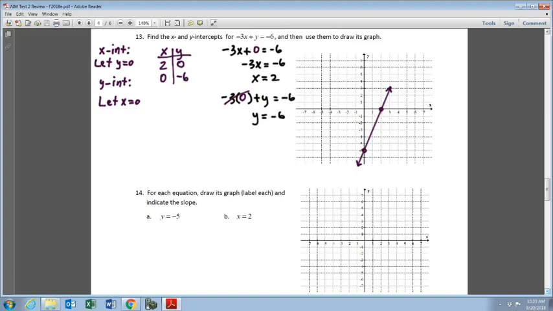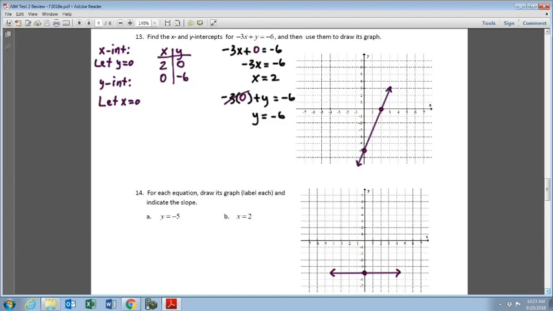All right, number 14. For each equation, draw its graph and indicate the slope. So let's see. For y equals negative 5, well, first of all, y is equal to negative 5 right there. In fact, that's a common answer that students will give. But we should get a line when we're graphing, because these are linear equations. We should get a line. In fact, we know with the special cases we get a vertical or horizontal line. If it's y equals a number, it's always horizontal.